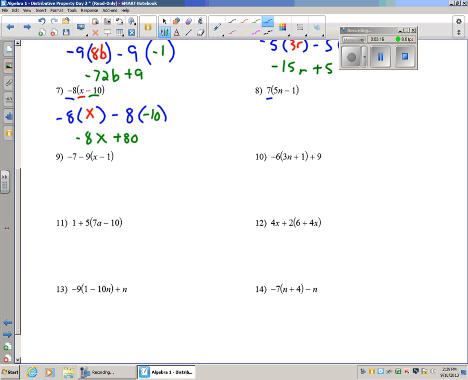Number 8, I'm distributing 7 times something, so 7 times something plus 7 times something. My first term is 5n, and my second term is -1. So 7 times 5n gives me 35n, and 7 times -1 gives me -7.